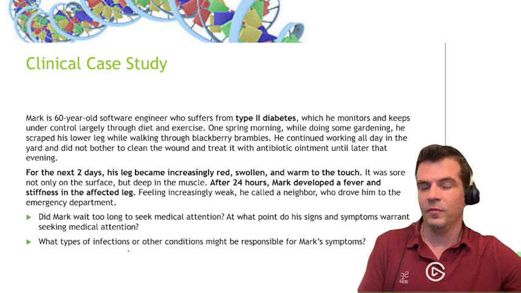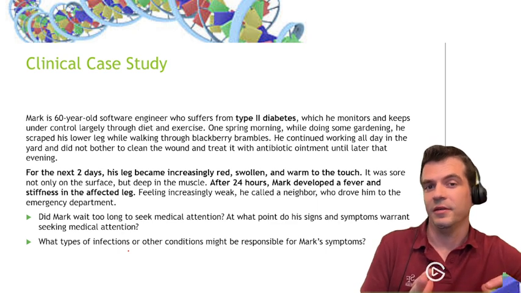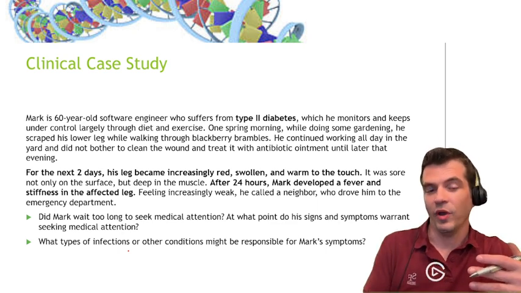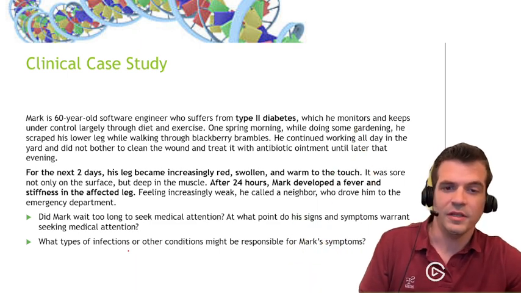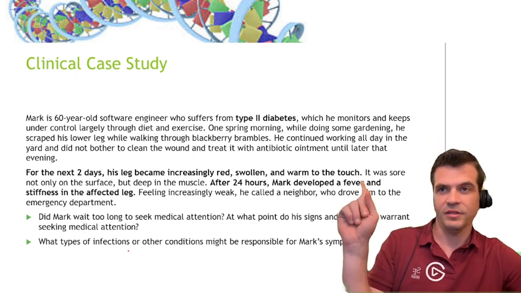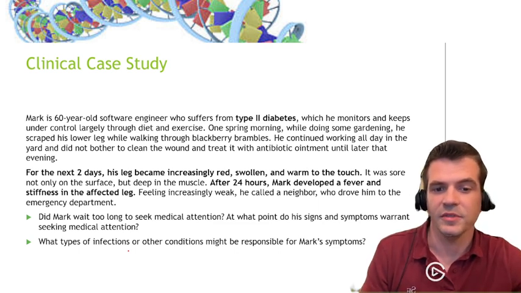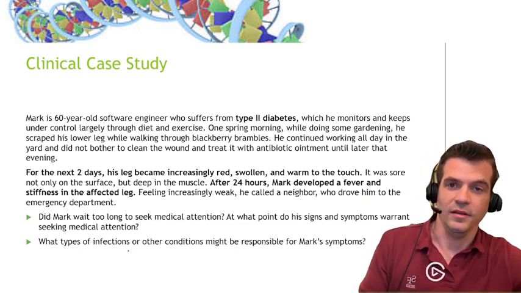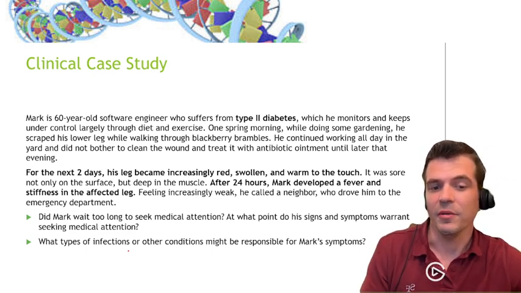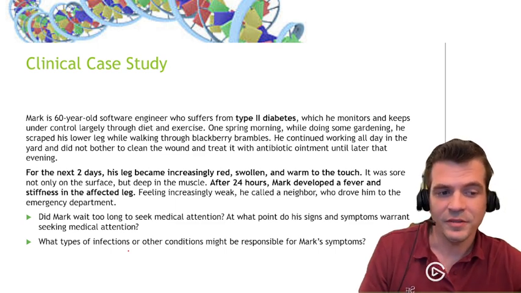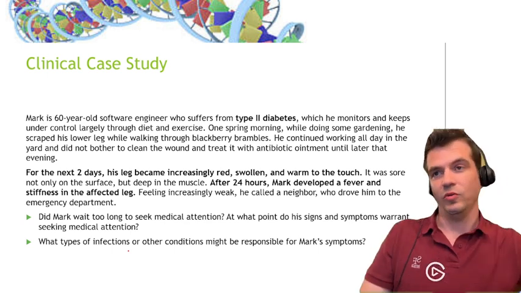Right, so hopefully you've done all the other case studies and have actually read ahead on these case studies, so I don't have to go into all of this, but basically Mark has a pre-existing condition of type 2 diabetes, and he does some gardening, gets himself cut on his leg, and it becomes red, increasingly red, even warm to the touch. So after 3 days, finally, he develops a fever, stiffness in his leg. He goes to the emergency room.